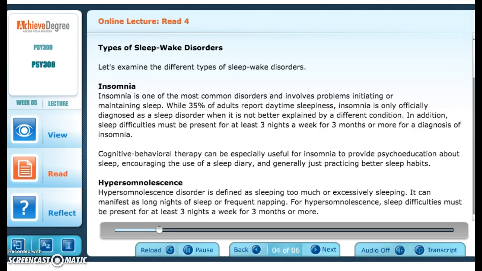In addition, sleep difficulties must be present for at least 3 nights a week for 3 months or more for a diagnosis of insomnia. Cognitive behavioral therapy can be especially useful for insomnia to provide psychoeducation about sleep, encouraging the use of a sleep diary, and generally just practicing better sleep habits.